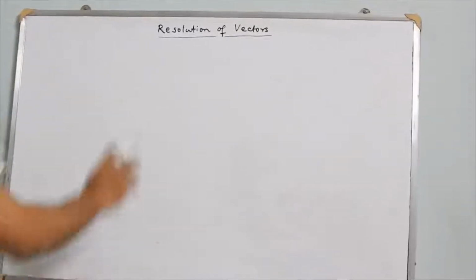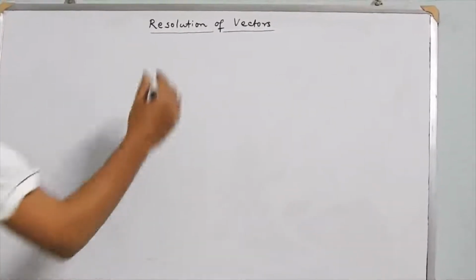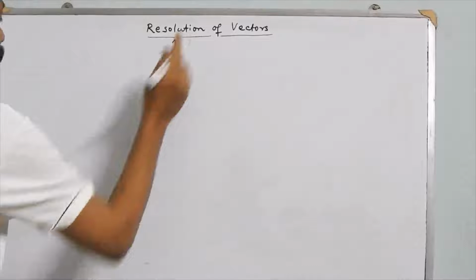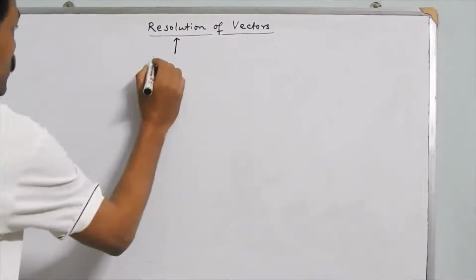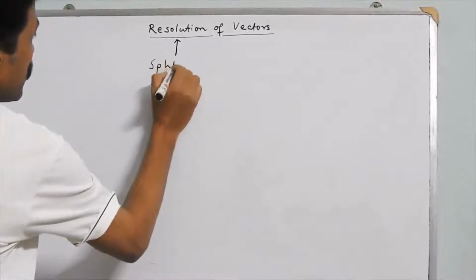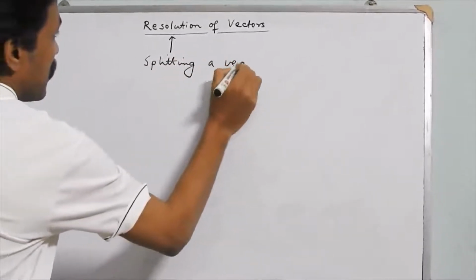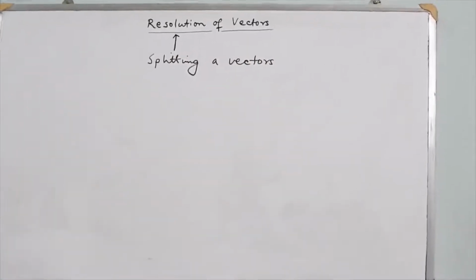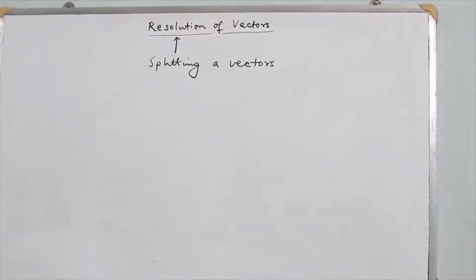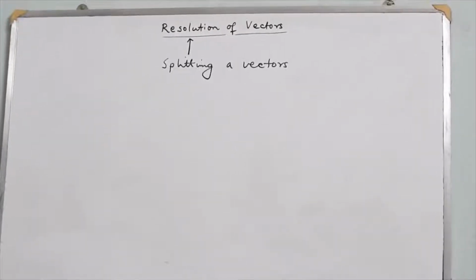So we start our discussion with resolution of vectors. Now resolution of vectors simply means splitting a vector into different parts. So resolution simply means splitting a vector into many parts, and those parts into which a vector is split will be called the components of the vector.